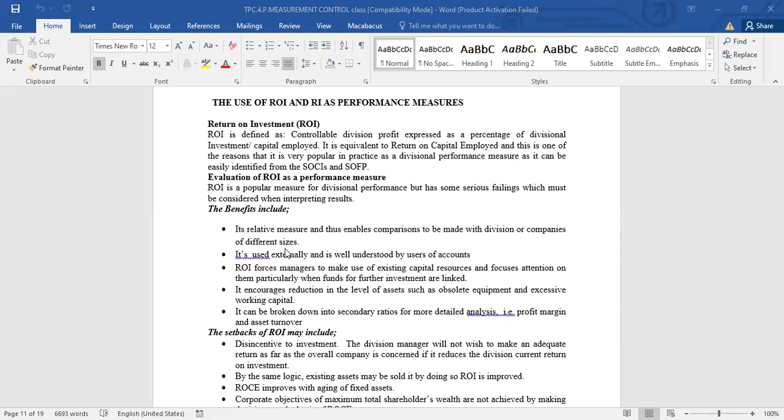The benefits of return on investment include the fact that it's relative. It can be applied to all sizes of companies. It is extensively used externally, and well understood by users. It encourages reduction in the level of assets, such as obsolete equipment and excessive working capital. Then it's broken down into secondary ratios for detailed analysis.